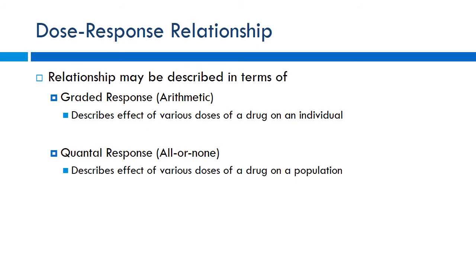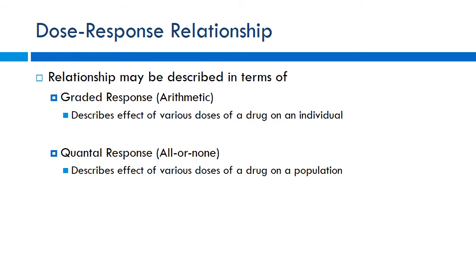Okay. So again, we can look at dose-response relationships as either graded response or quantal response. The graded response describes the effect at various doses of drug on an individual, right? So if I was to give you varying doses of a drug, and I say, okay, this dose drops your blood pressure 10 millimeters of mercury, this one does 20, 30, 40.